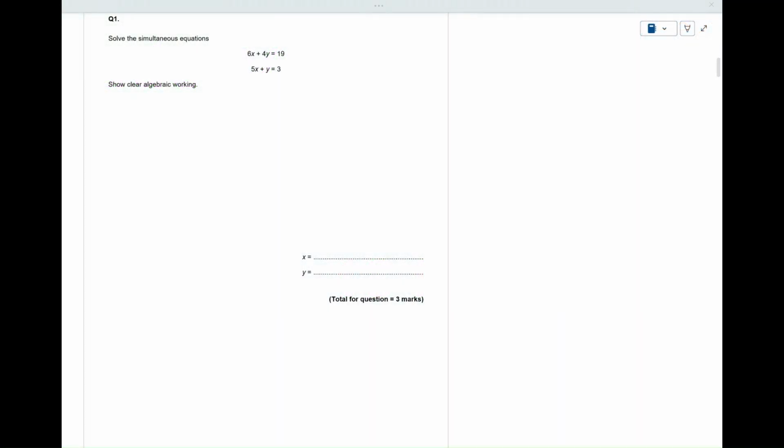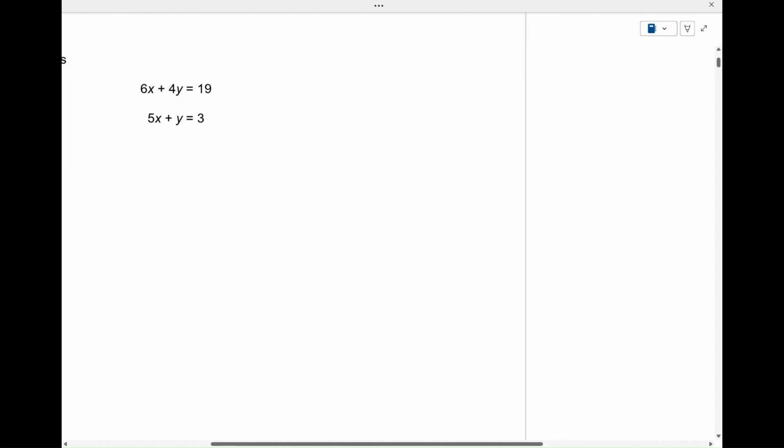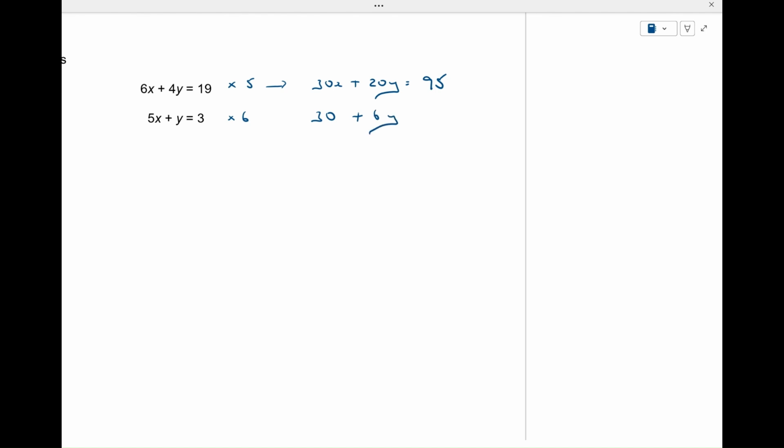Question 1. Right, simultaneous equations. I'm going to get the x's equal and then subtract, and that is how I always tackle simultaneous equations. So I'm going to multiply this top equation by 5 and this bottom equation by 6. My top equation now will be 30x plus 20y equals 95, just as well that we're allowed to use a calculator, and I would use a calculator all the time whenever you want to. And now 5x times 6 is 30x plus 6y equals 18.